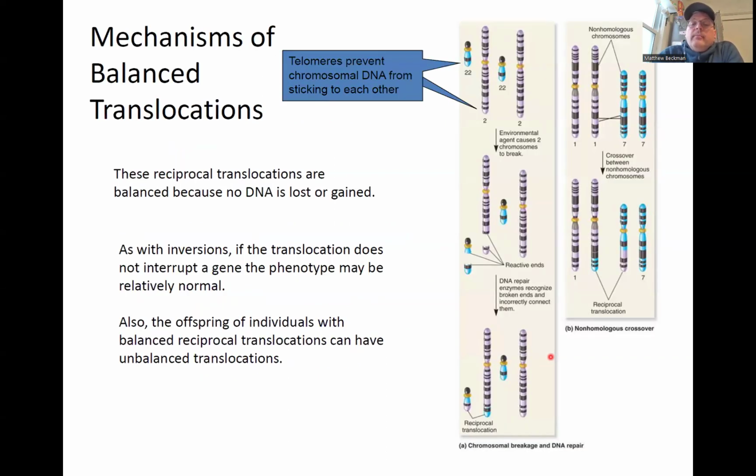So again, there are lots of different terms thrown around. You've got simple translocations, you've got reciprocal, then we got this concept of balanced, where the pieces that are shared between chromosomes are roughly similar. Okay, let's look at this example of a chromosomal breakage with DNA repair.